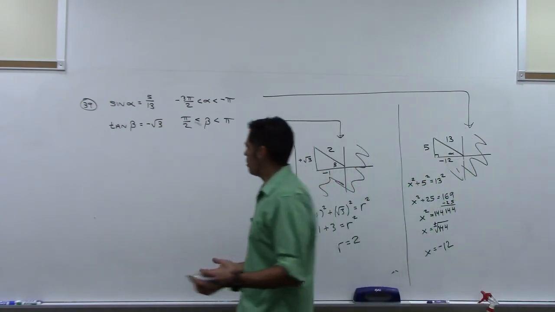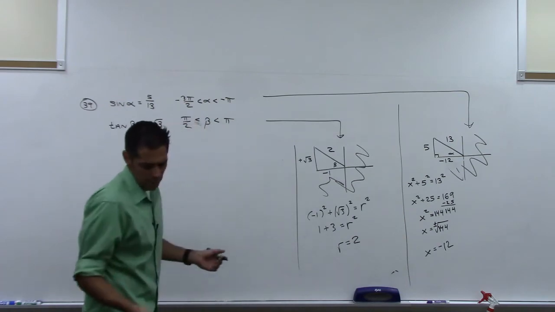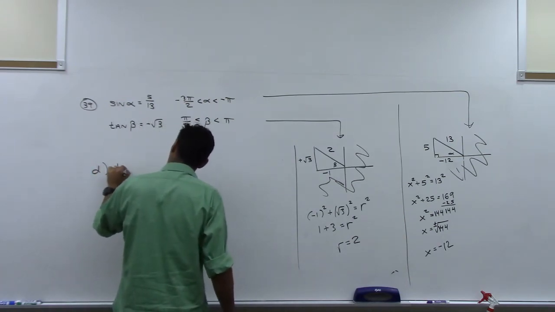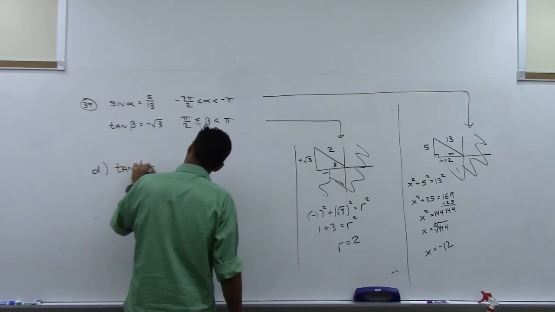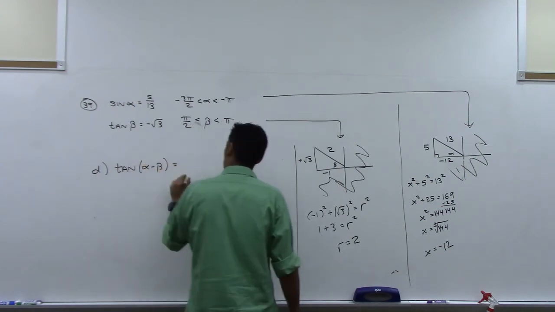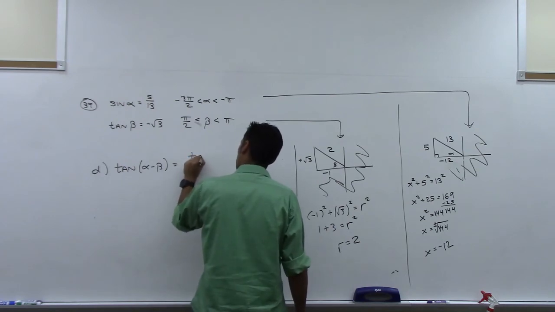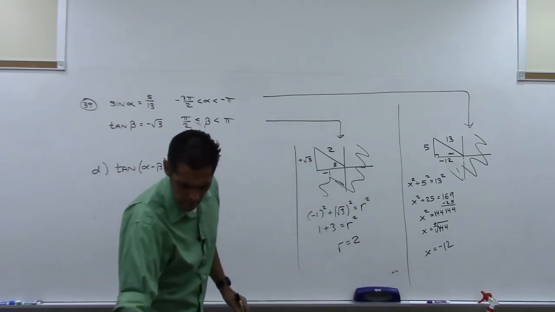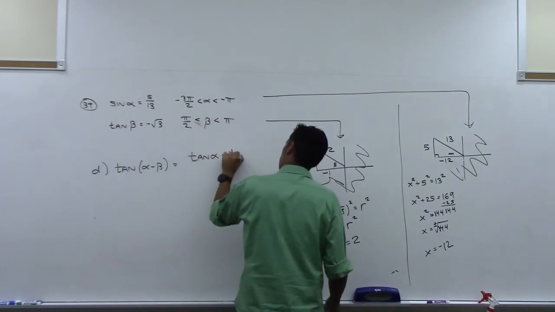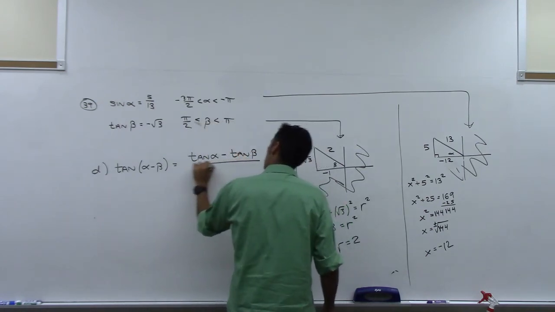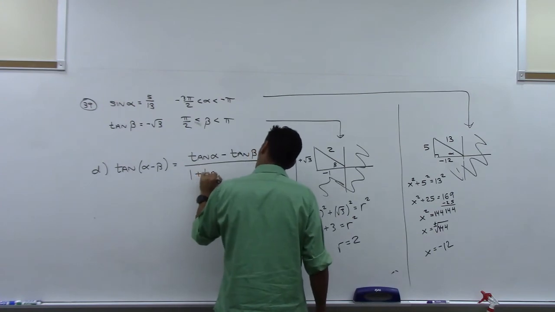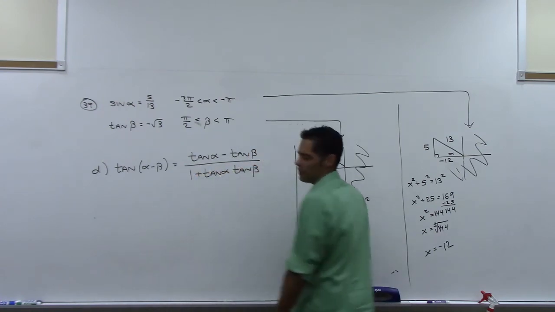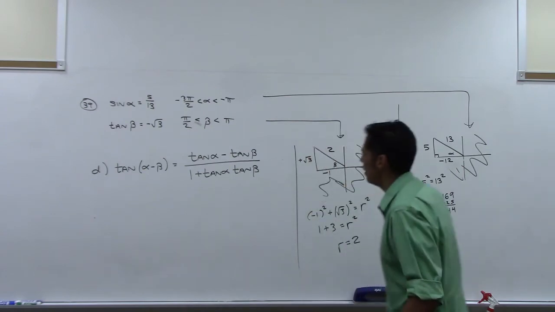So let me just show you. For this one, I'll do part D. What would tangent of alpha minus beta be? Well, according to the formula, it should be tangent alpha, I think it's, yeah, minus tangent beta over 1 plus tangent alpha tangent beta. So there's your formula for tangent of alpha minus beta.